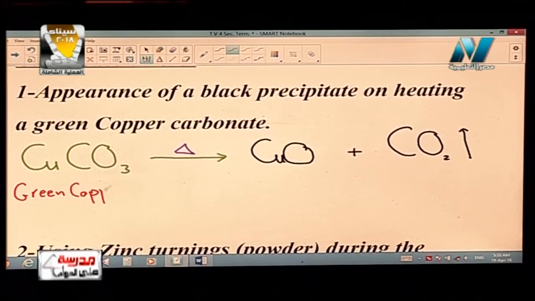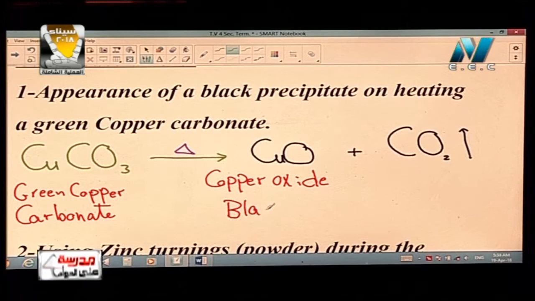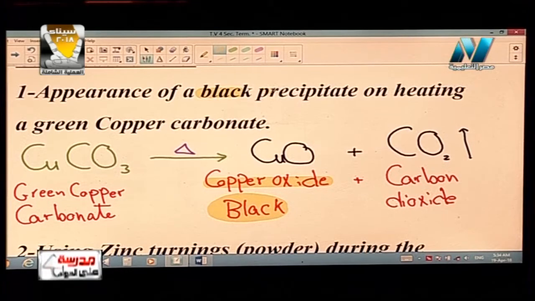Green copper carbonate decomposed by heating into copper oxide, and we know the color of the copper oxide is black, plus carbon dioxide. So here we have the answer inside the equation, as we have a black copper oxide. So here we have the answer as appearance of black precipitate on heating.